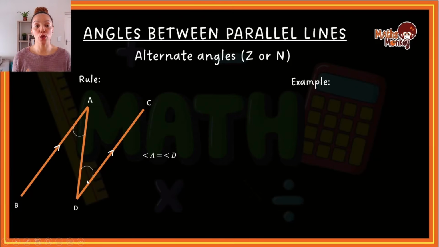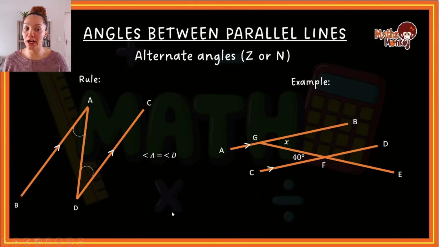Okay, so a nice way to see it, and you'll see I added it in brackets here, is that you either look for a Z or for an N. In this case you can see the Z or the N, whichever one. And the corner angles are always exactly the same if the lines are parallel. Okay, so now that we understand what alternate angles are, let's look at an example.